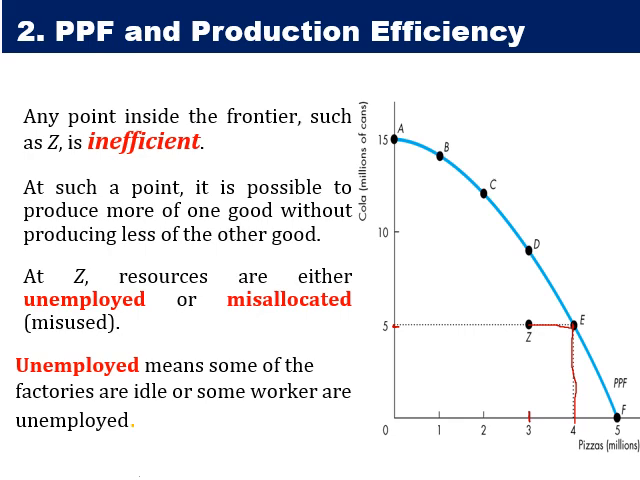So point Z is an inefficient level of production, and at this point we have either unemployed or misallocated resources. Unemployed resources mean that some of the factories are idle or closed, or it may imply that some workers do not have jobs.